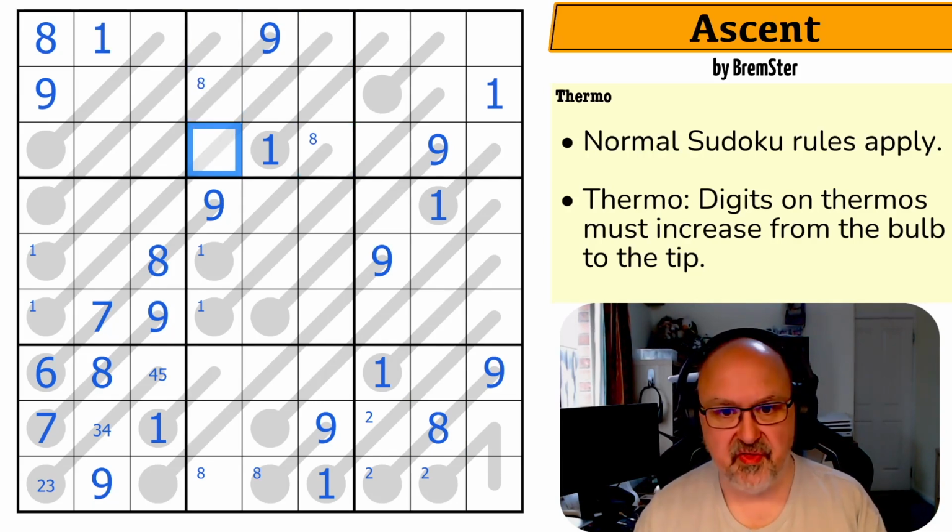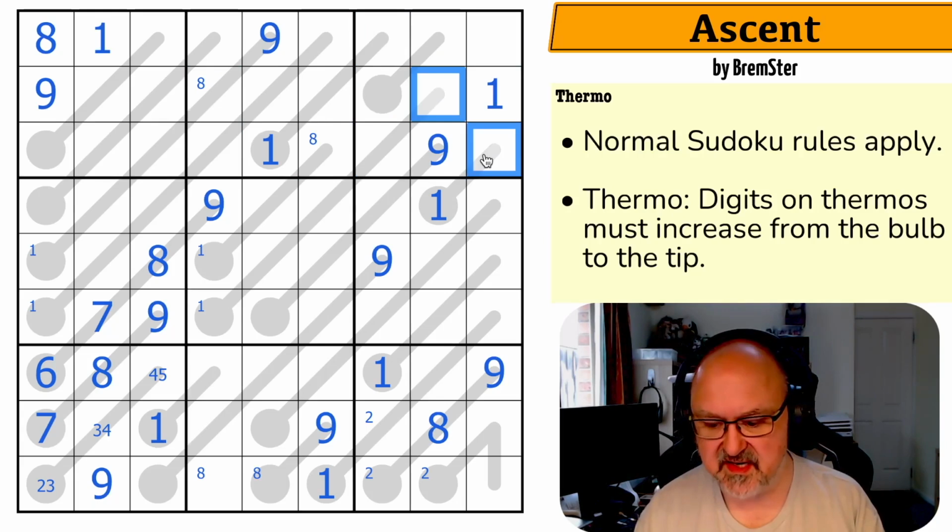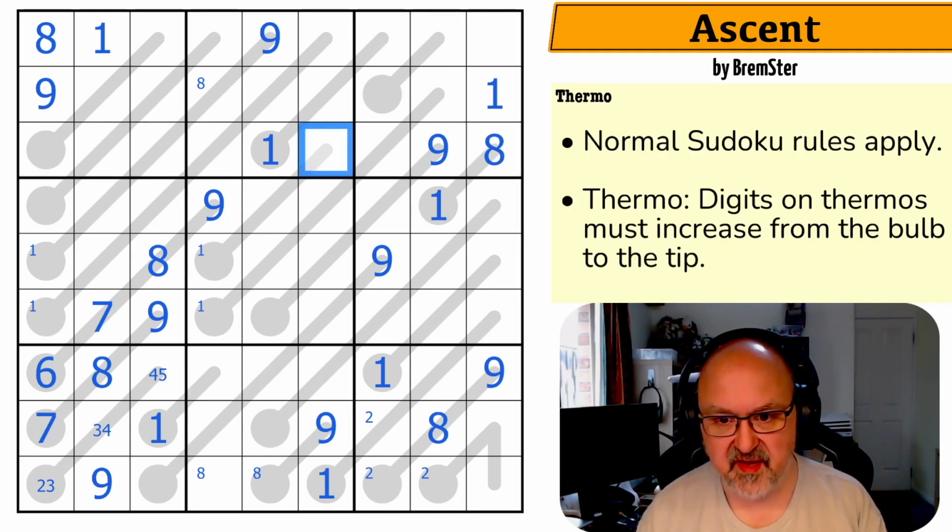Oh, 8 is not there. So 8 is in one of these 2. Now, 8 here. 8 is not there because that can't be 9. So 8 is in one of those 2. Oh, it's not there because of that one. So that's not the 8. This is the 8. This is not the 8. This is the 8.